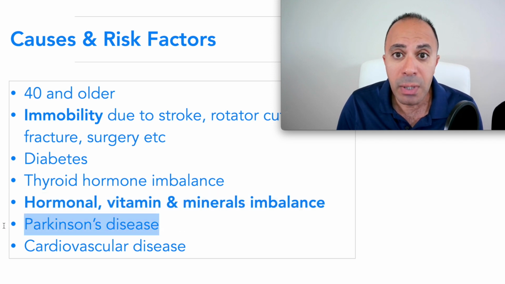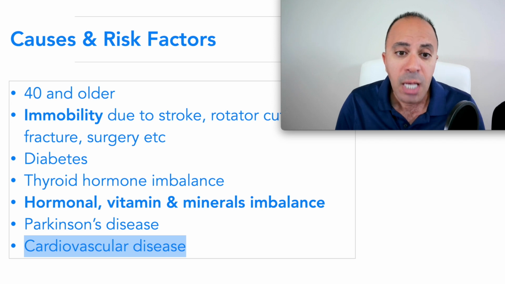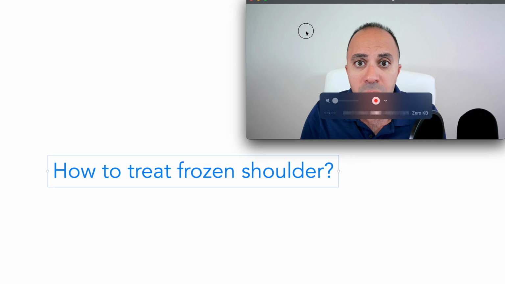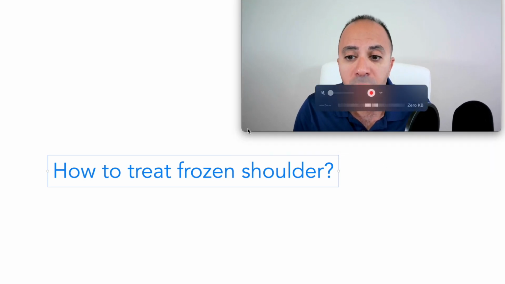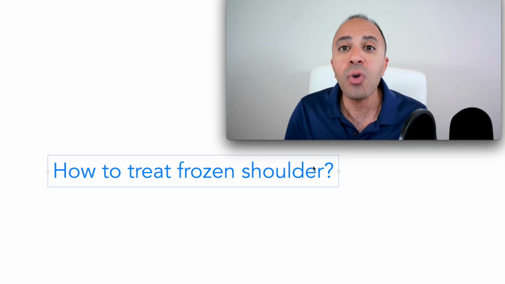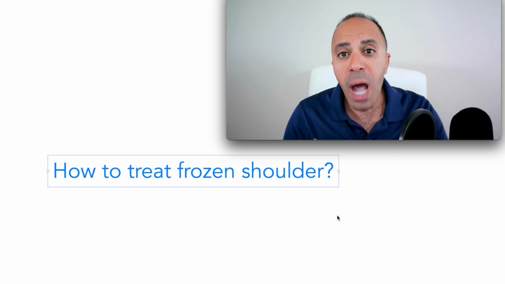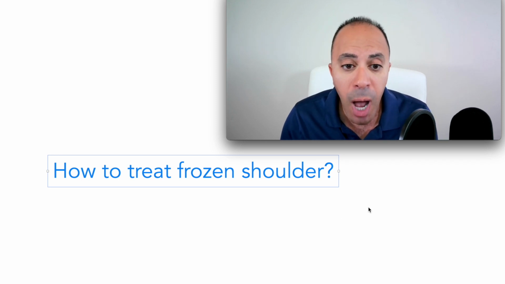Parkinson's disease is a risk factor. Cardiovascular diseases are risk factors. So the main question: how to treat it, how to really stop frozen shoulder and actually get the full range of motion. In order for me to answer this question, we really need to understand normal healing, because by understanding that, we'll understand what to do to really address the root cause of the problem.